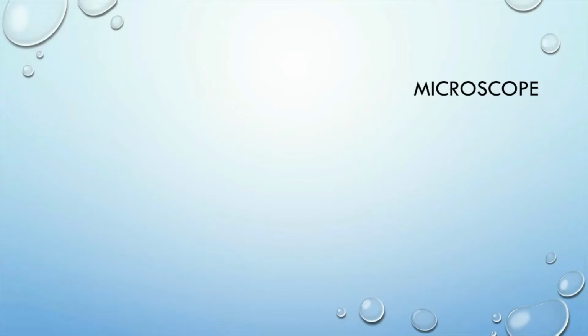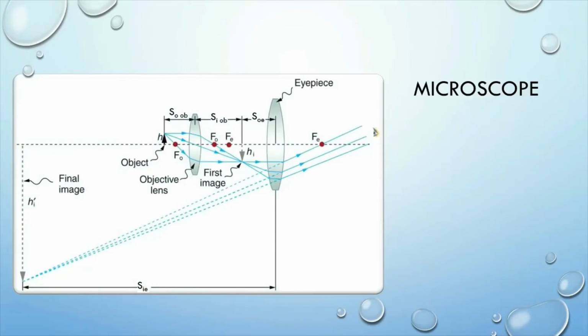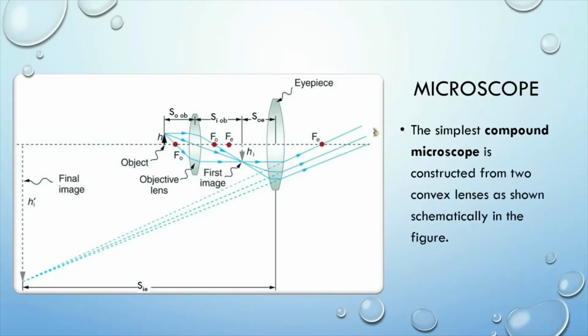Now, let's continue to our lesson. Today, we will learn about the microscope. The simplest compound microscope is constructed from two convex lenses as shown schematically in the figure. As you can see here, there are two convex lenses. This is the first one, and this is the second one.